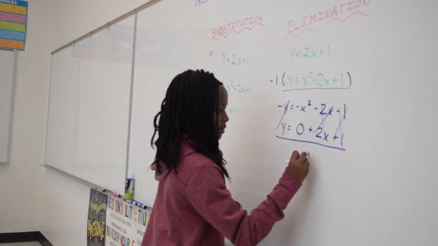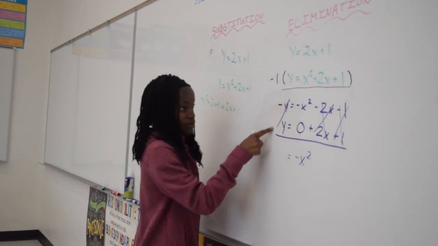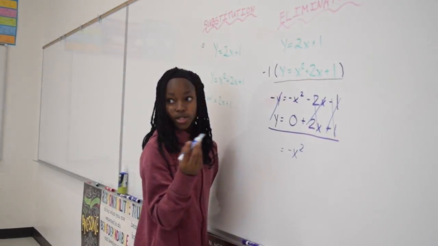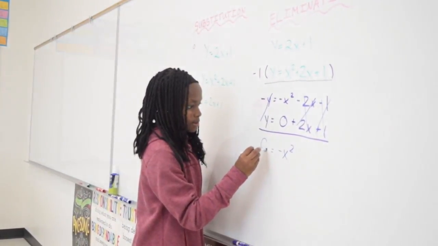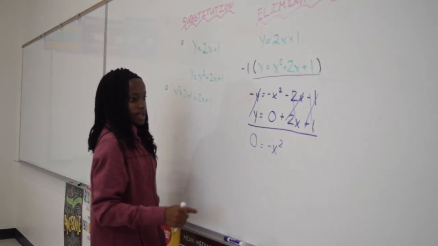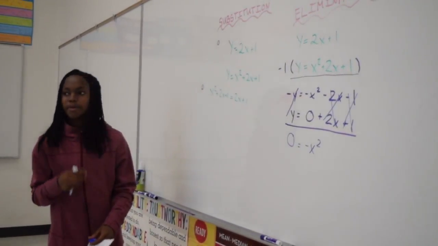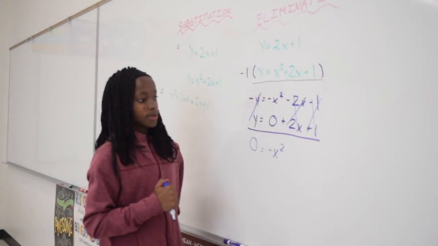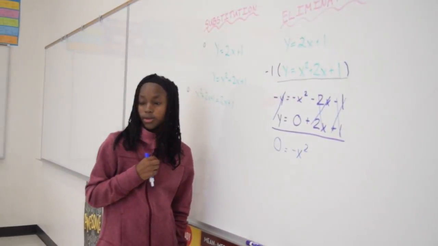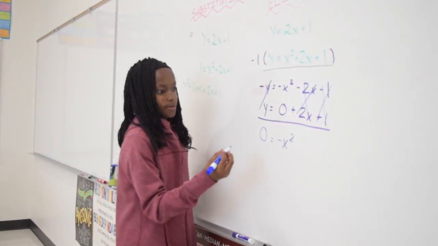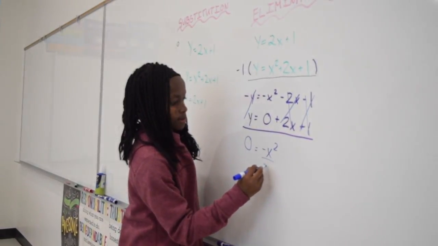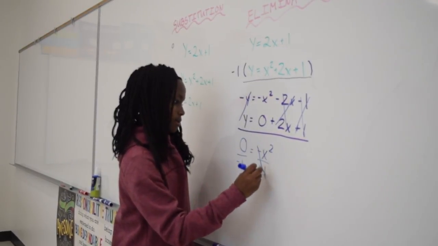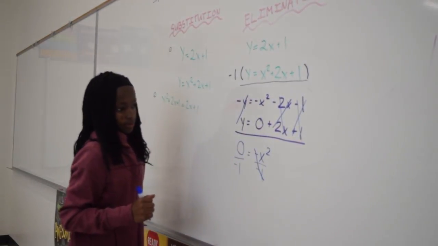This cancels, but it's also equal to 0, so you can just put a 0 here so it makes more sense. And then this is being squared. What would I do here to get the x squared alone? Divide by -1, right, because it's being multiplied by -1. It still equals 0 though. Good job.